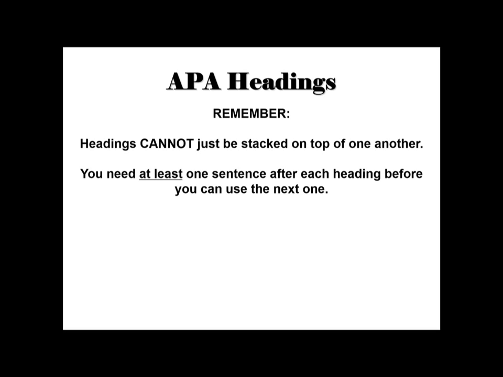So if you have a level 1 heading, maybe it says symptoms, and your first symptom is dry mouth, and you want to put a level 2 heading to label dry mouth, you have to put a sentence in between symptoms and dry mouth. You can't just stack them right on top of each other. Then if you ask me why, it's because that's another weird APA rule.